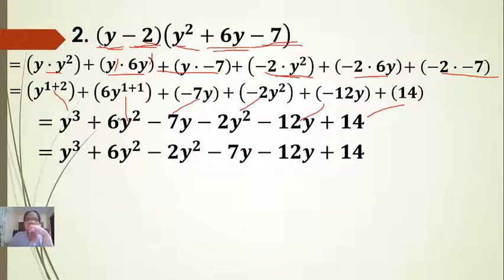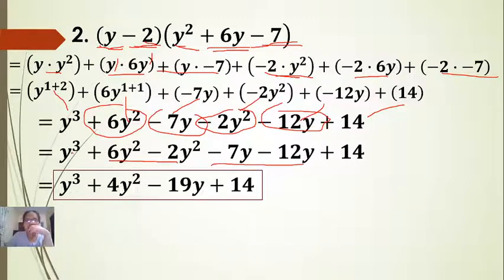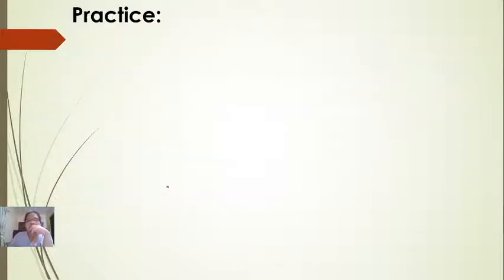Combine similar terms. What terms can be combined? So we put them side by side. So these are the similar terms in here. Aside from that, we also have negative 7y and then negative 12y. We can combine them. And then simplify further, 6y squared minus 2y squared, so that's 6 minus 2, which will give us 4. And then negative 7 minus 12 will give us negative 19. Copy the coefficient y. So that's the final answer. Copy the other term.